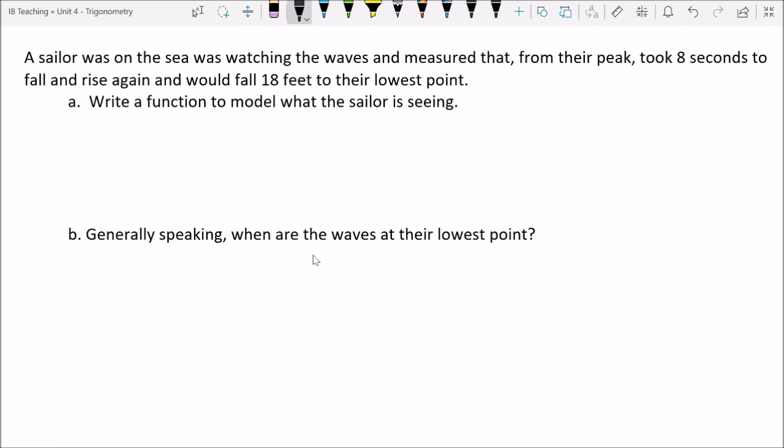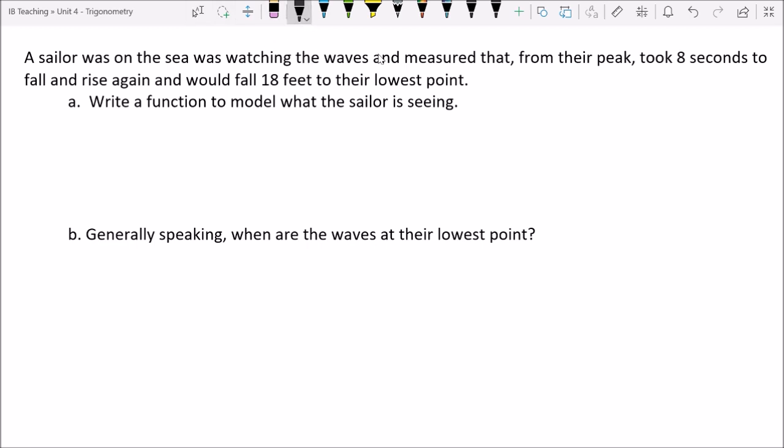Now let's take a look at some applications of what we learned. Okay, here's one example. A sailor on the sea is watching the waves and measures that from their peak they take 8 seconds to fall and rise again, and they're falling 18 feet to their lowest point. And then we get to write a function to model what the sailor is seeing.